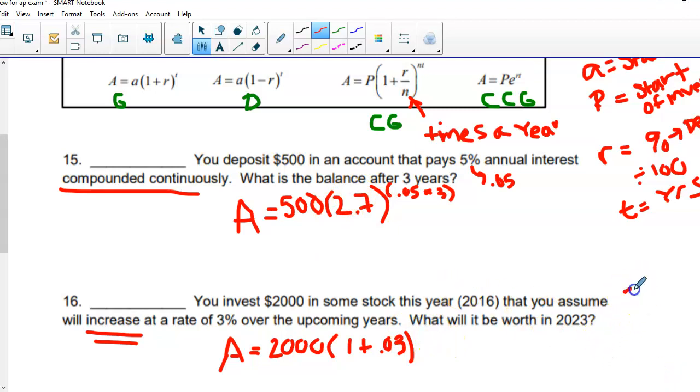If you didn't know how I did that in my head, you could just take 2023 minus 2016, and that gives you how long it's invested for, and that's going to be 7. All right, so I'm going to put to the 7th power, and again, I would just say practice quickly typing things in just to make sure it's right.